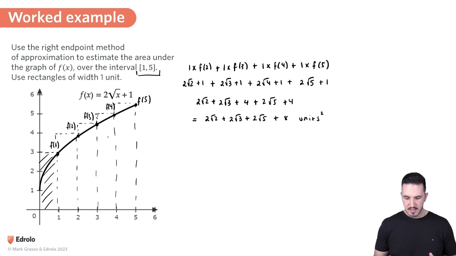So really what we've done here is we're using the right endpoint of those rectangles. So that's why we're going to essentially overestimate the area for this particular example.